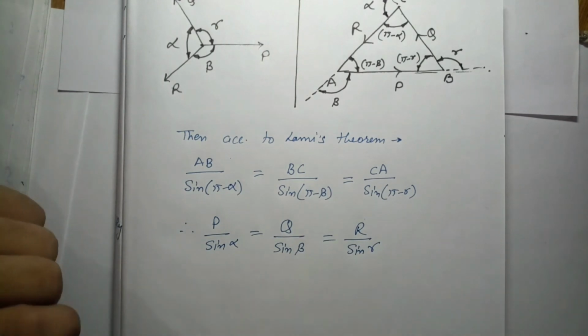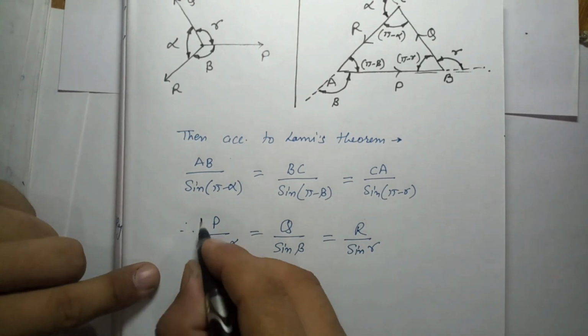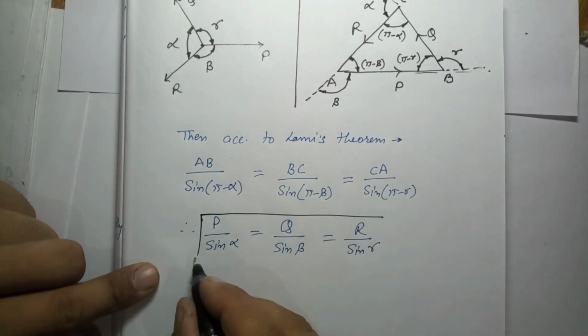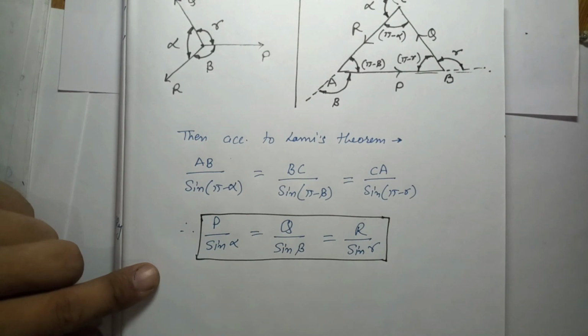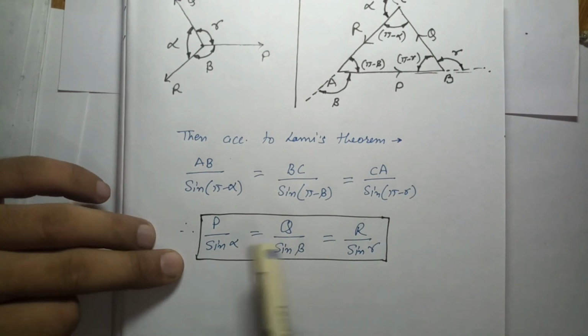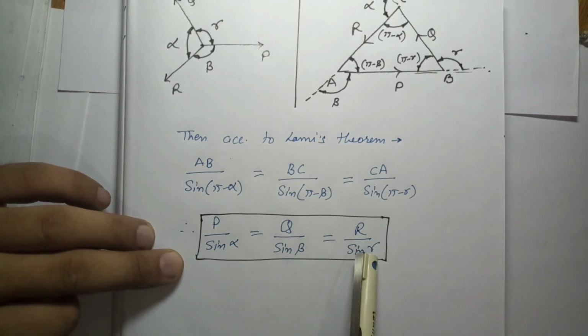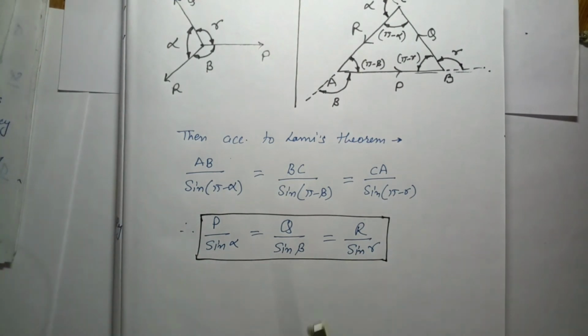So this is known as the sine rule. We can apply it directly when three forces are there, and directly find the resultant. Now in this, if we equate P with this, and then equate Q with R, then we can find out the three forces.